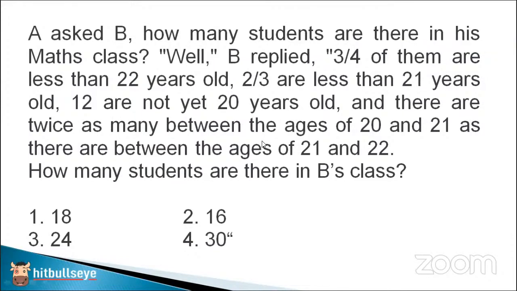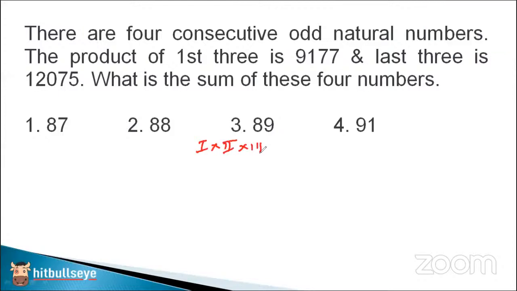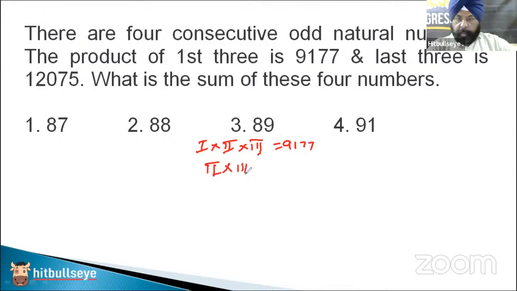Okay. So I'm giving you one more question, where you have to make use of options. I'm giving you the hint. Here comes the next question. There are 4 consecutive odd natural numbers. The product of the first 3 is 9177. The last 3 is 12075. What is the sum of these 4 numbers? Yes, guys, hurry up. You have 4 options with you. First into second into third is 9177. Second into third into fourth is 12075. What is the sum of these 4 numbers?